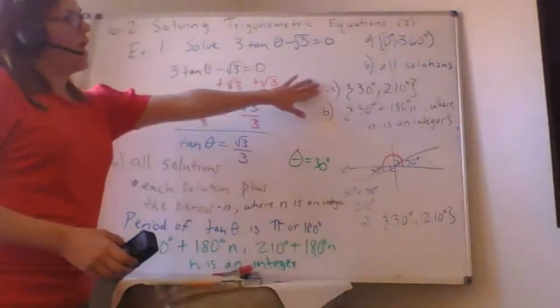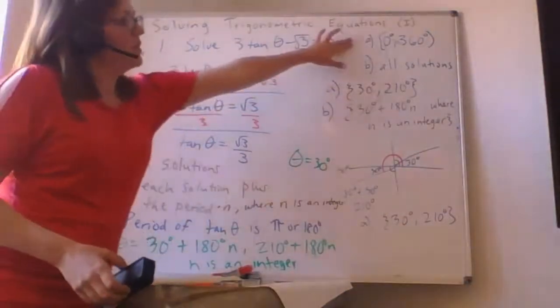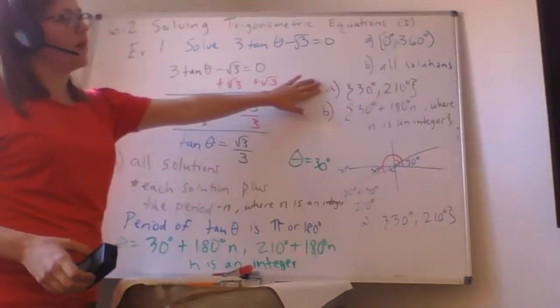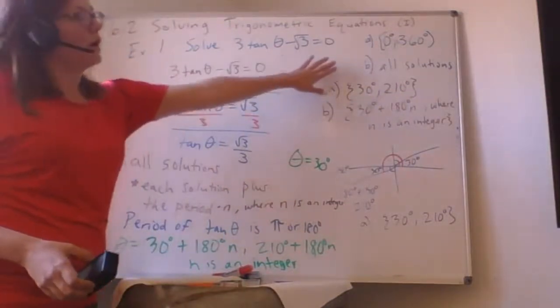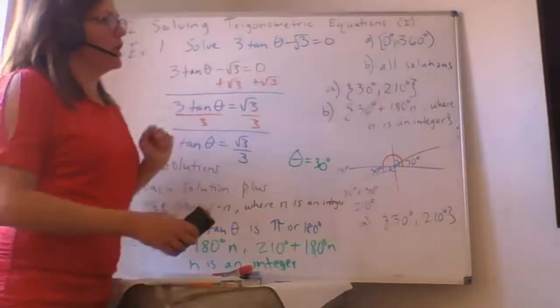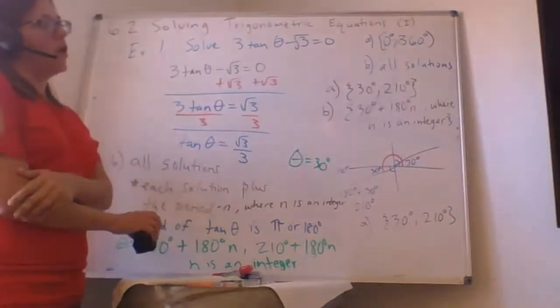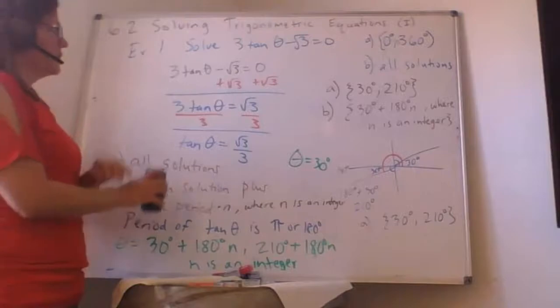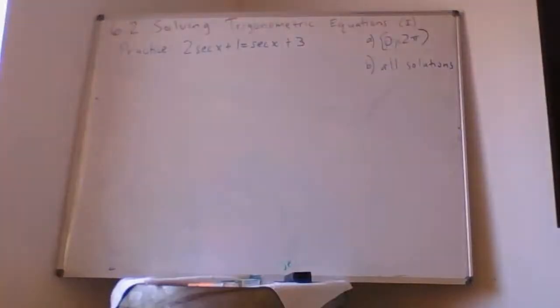So for part A, when we're limited to 0 to 360, we're only going to have a finite number of solutions, where for part B, we're looking for all solutions. So we will get infinitely many solutions. Practice. Solve the equation 2 secant x plus 1 equals secant x plus 3. A, over the interval 0 to 2 pi, and B for all solutions.